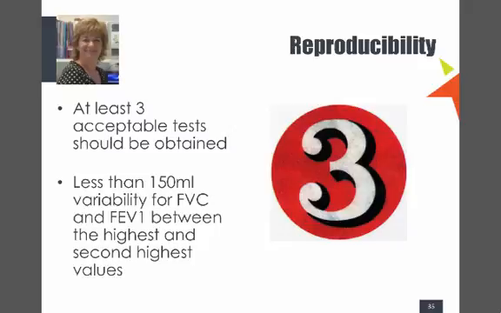Okay, so we talk about reproducibility. You've probably heard that term. Is it reproducible? Does it meet the standards? Well, it needs to be acceptable. So it's an acceptable trace. They're using acceptable technique, and you need 3 of them ideally.